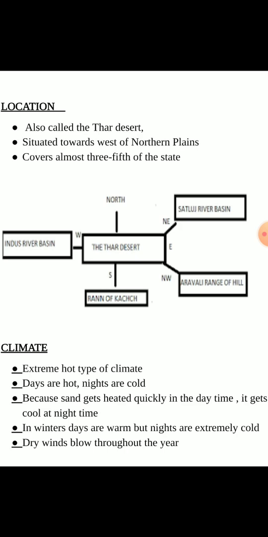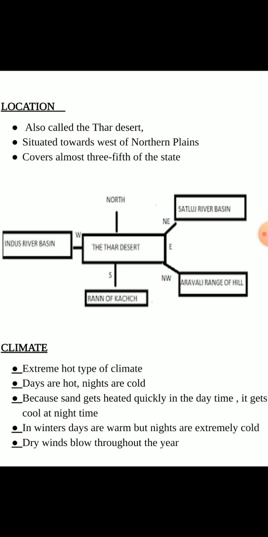To the northeast of this desert, the Satluj River basin is situated. To the northwest, the Aravali range of hills is situated. To the south of the Thar Desert, the Rann of Kutch is situated. To the west, the Indus River basin, which is a part of Pakistan.